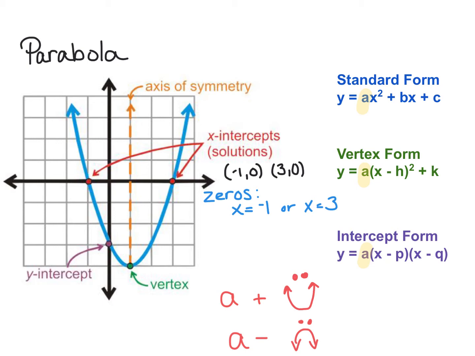Your axis of symmetry is the line at which, if I folded this parabola in half, it would fold on this vertical line. So an axis of symmetry is always x equals the x-coordinate of the vertex. And hopefully you remember that you find the x-coordinate of the vertex by doing -b/2a.